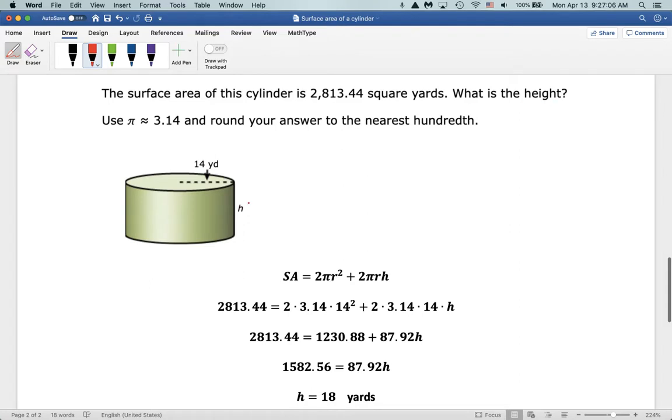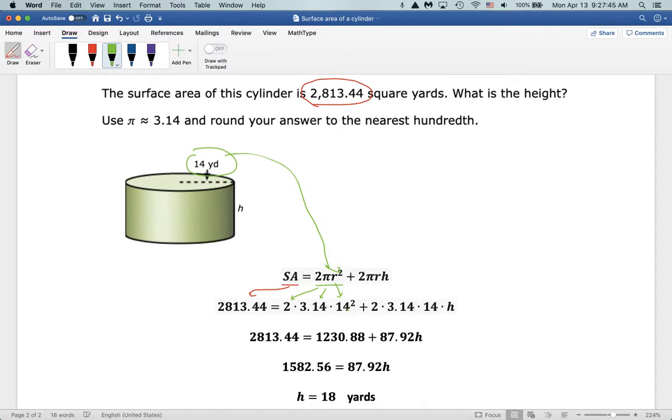So they don't give you the height, but they do give you the surface area. I'm going to use the exact same formula. First thing I'm going to do is plug in my surface area. Well, what's my surface area? It gives it to me, right here. So I'm going to replace this surface area with 2,113.44. And then again, I'm going to take this 2 pi r squared. There's my 2, there's my pi. Now my radius, it gives me the radius right here in my diagram. So for that r, I'm going to plug in a 14.